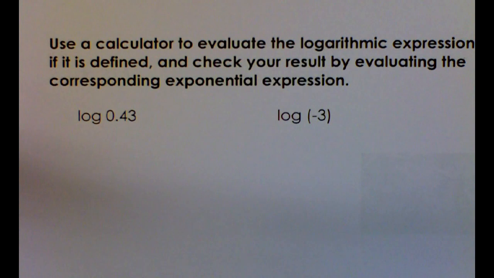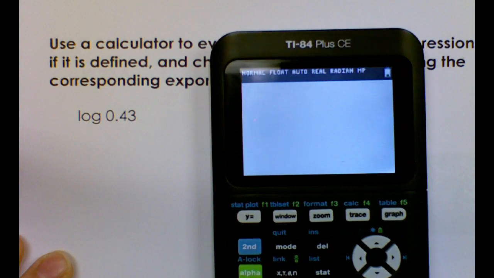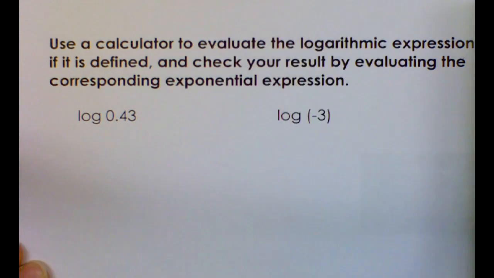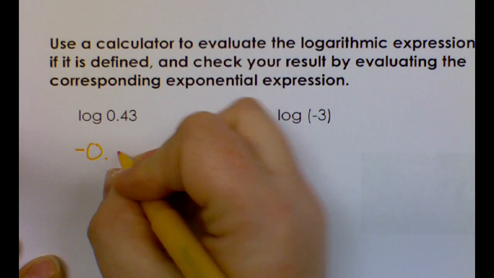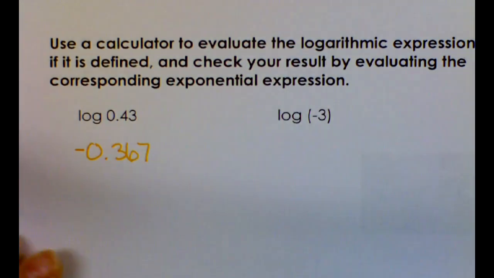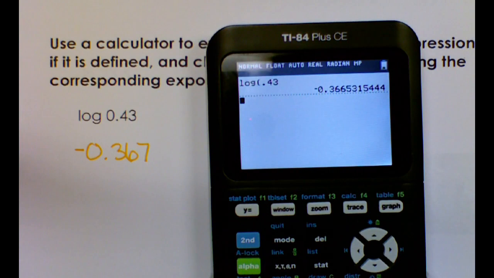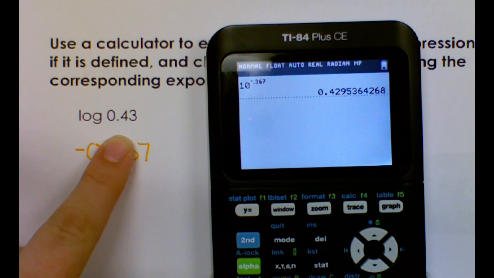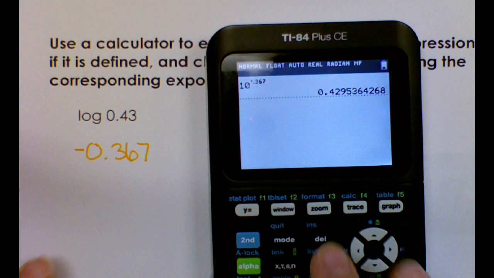Let's use a calculator to evaluate these, and then we'll check by the exponent. Log of 0.43. I get negative 0.3665. We'll say it's negative 0.367 since we're rounding to the nearest thousandth. To check the corresponding exponential, we'll go 10 to the power of negative 0.367. I get 0.4295, pretty darn close to 0.43. It's off a little because I rounded my answer.